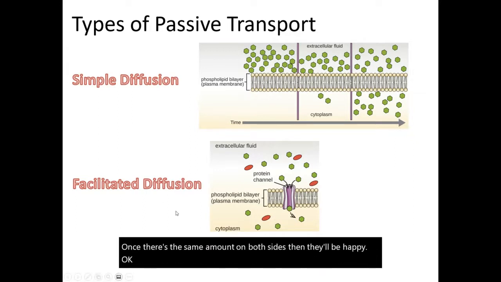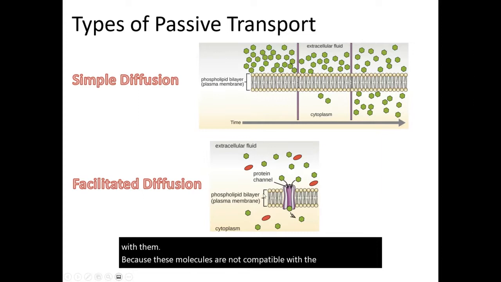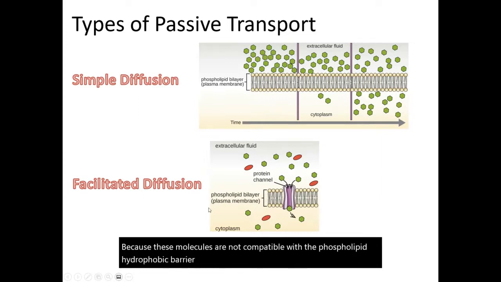Okay, so with facilitated diffusion, we tend to see this being small hydrophilic molecules or things that have like a charge associated with them, because these molecules are not compatible with the phospholipid hydrophobic barrier, which is why they need the help of a transport protein. Getting all tongue-tied.